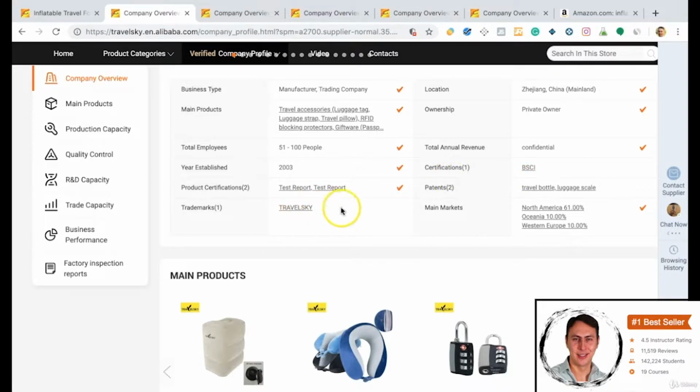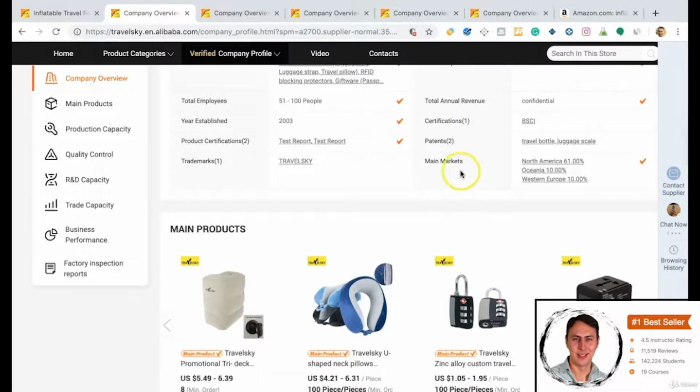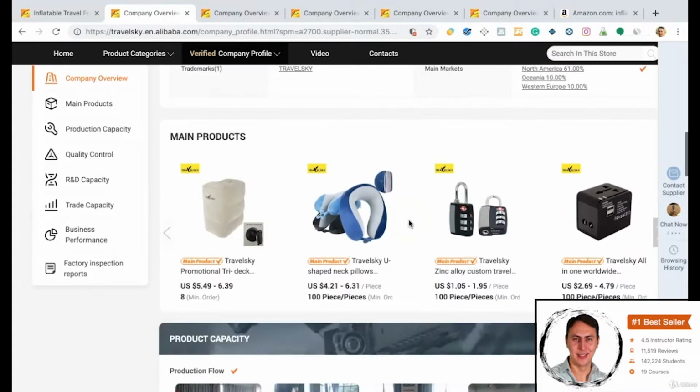Another section we should have a look at is the main market. 61% is North America already. Again, it is a good indicator. In this case, it is generally selling products to North America. We'll sell the products to North America. So we can say that they know the environment.